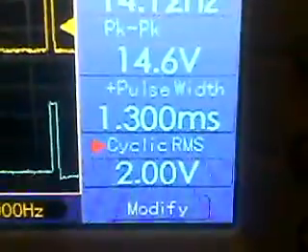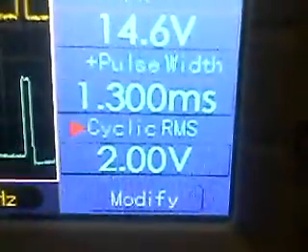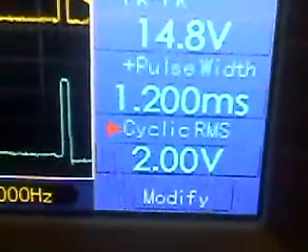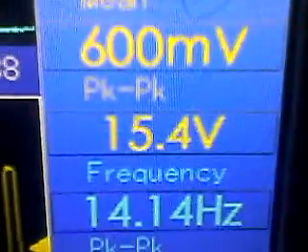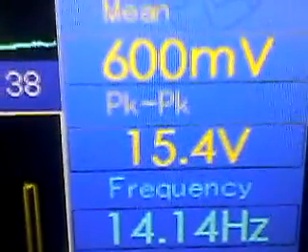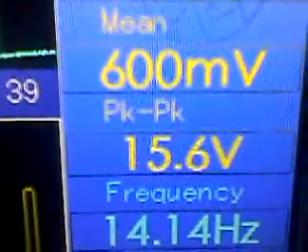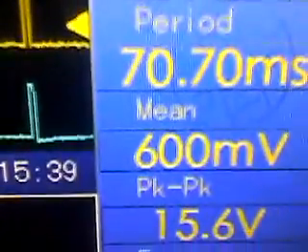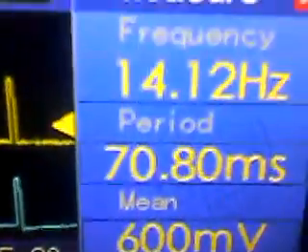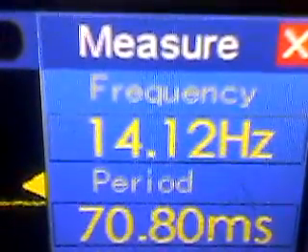Anyway, the actual output on the oscilloscope is basically about 1 millisecond. That's the pulse width. Well, I've actually got it set a bit high at the moment because I've been experimenting, but that's my pulse there, and that's for driving the MOSFET. The pulse, peak to peak at the moment, is about 15.5 volts, hovering between 15.4 and 15.6. And the mean voltage is 600 millivolts. I'm running at 14.14 hertz, which is very slow.